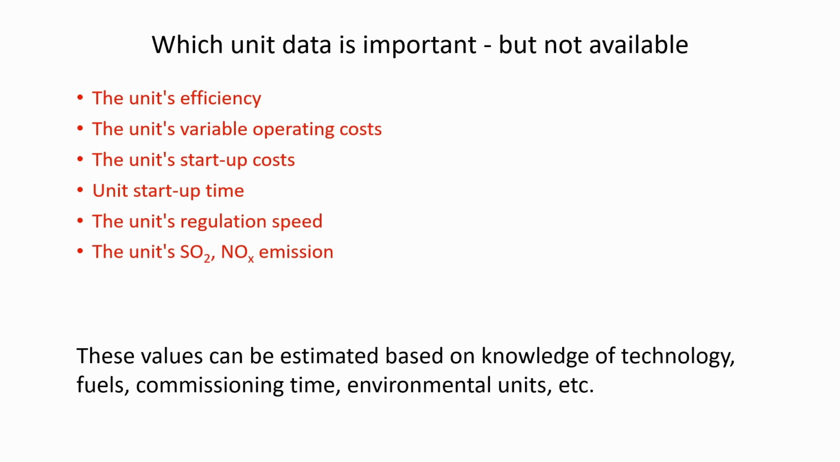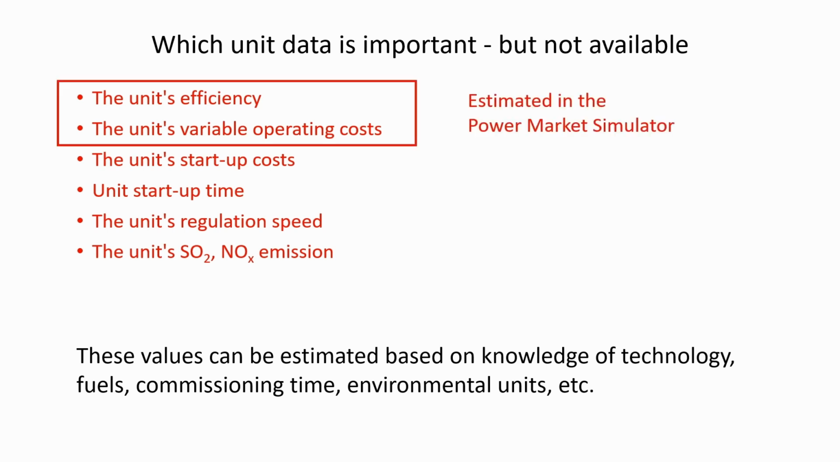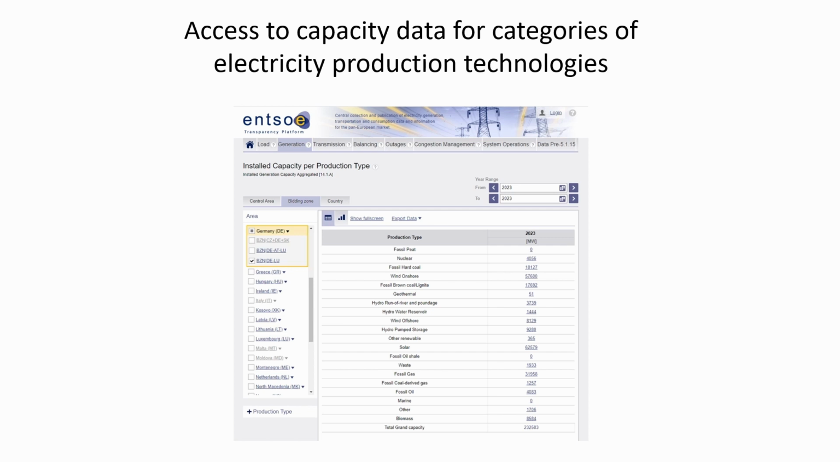When we are focusing on the power market simulator, we only use the unit's efficiency data and the unit's variable operational cost. The other data here is not applied in the power market simulator. Here I will show you how to get access to capacity data for categories of electricity production technologies. And you can get these capacity data from the ENTSO-E transparency platform.